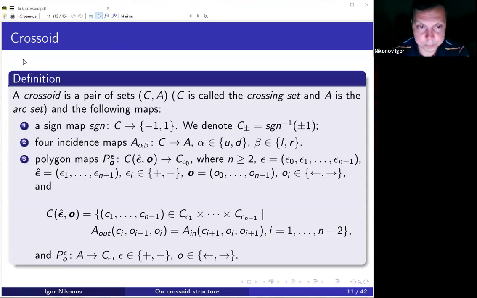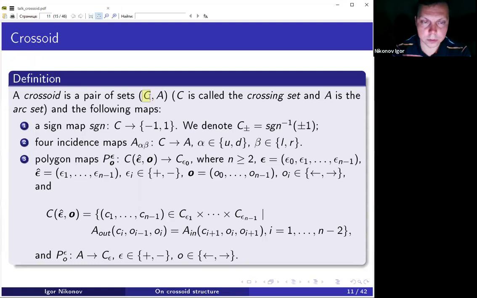So in general, we will consider covariance of arcs, semi-arcs, and crossings of a diagram. The crossoid structure consists of a set of colors for crossings, C, and colors for semi-arcs, A. And then we assume that these colors for crossings contain the information on the sign of the crossing. So we have the sign function on this covariance set, and the sign function splits it into colors for positive crossings and colors for negative crossings, which I denote as C plus, C minus.